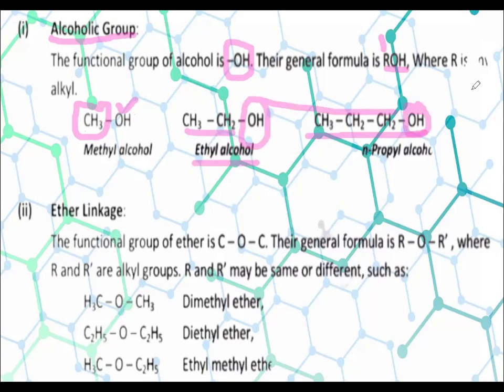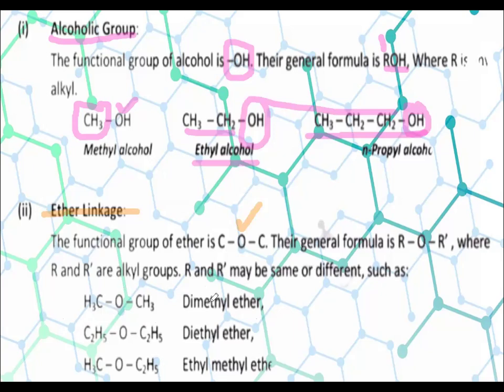Now the first one was alcoholic. The second one is the ether linkage. As I told you, when an oxygen atom bonds two carbon chains together, then this functional group is known as the ether linkage. The general formula is ROR, where R and R are alkyl groups. R and R may be the same or different. There is no necessity that on both sides there will be methyl or on both sides ethyl. There may be different alkyl radicals as well.